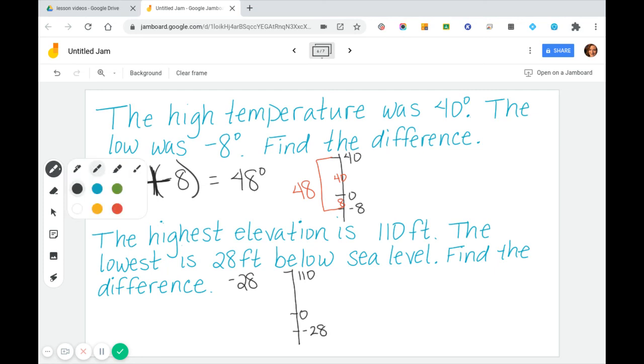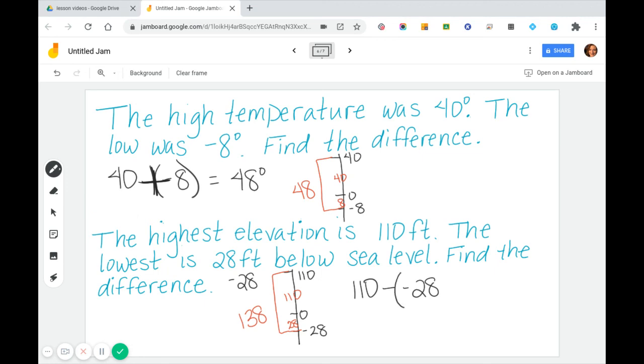And then again, difference is how many moves. So we're just trying to see what fits in between there. To get from 0 to 110, that's 110 moves. Between 0 and -28, that's 28 moves. So the total number of moves between them would be 138. Or if I had just set it up as a problem, take 110 minus -28. You don't want two operation signs right beside each other, so I'm going to use parentheses. There's my face. There's my eyes, my nose. That comes together to make a big plus sign. So again, you're going to get your 138.